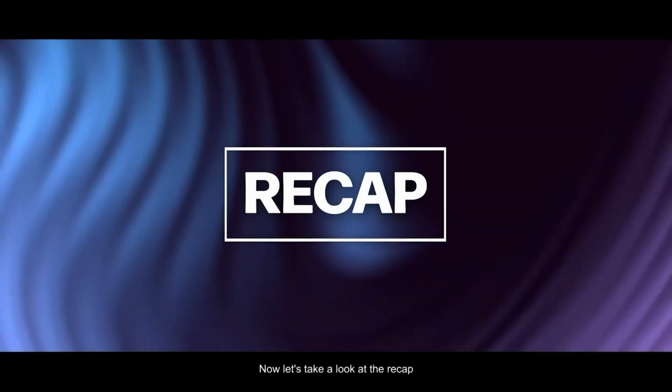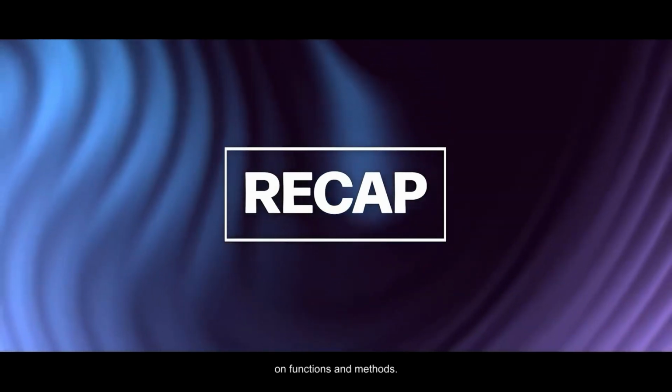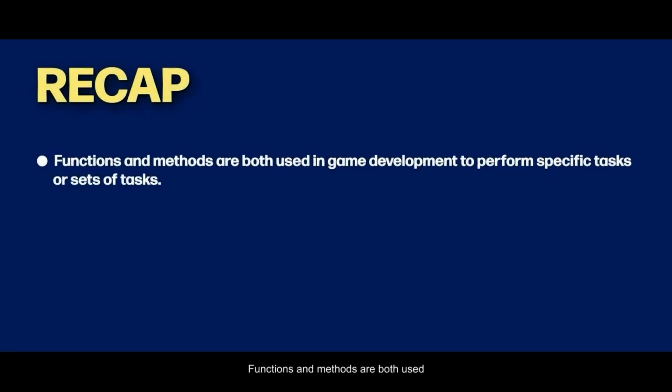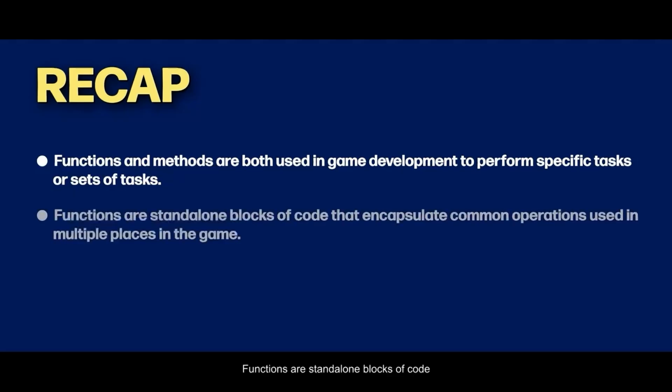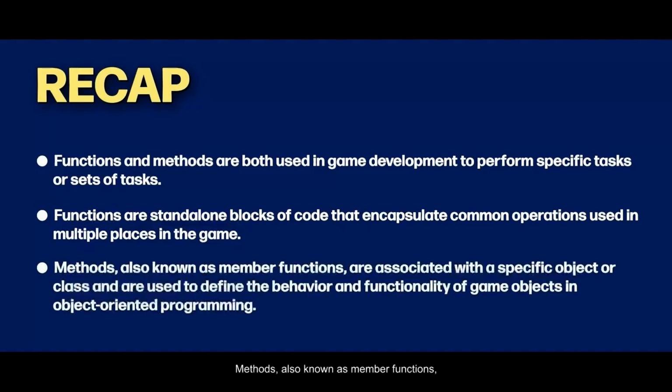Now let's take a look at the recap on functions and methods. Functions and methods are both used in game development to perform specific tasks or sets of tasks. Functions are standalone blocks of code that encapsulate common operations used in multiple places in the game. Methods, also known as member functions, are associated with a specific object or class and are used to define the behavior and functionality of game objects in object-oriented programming.